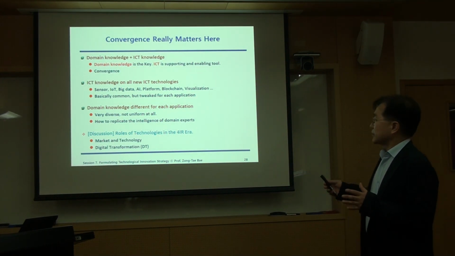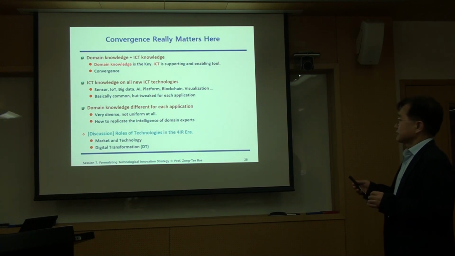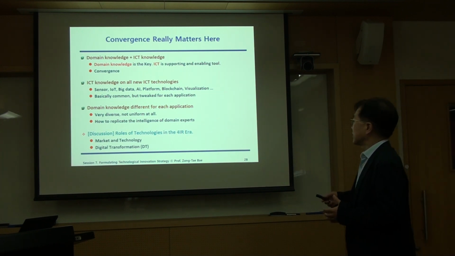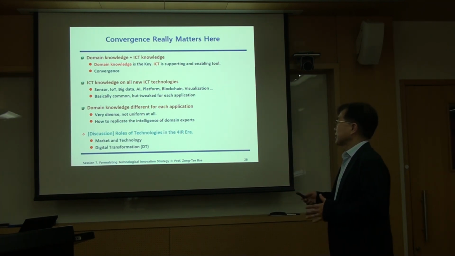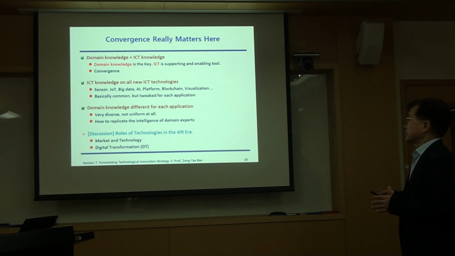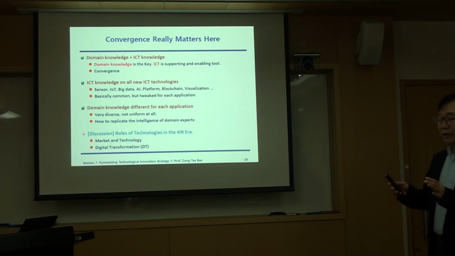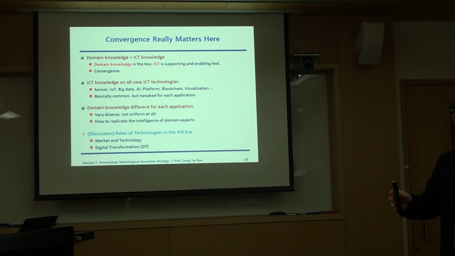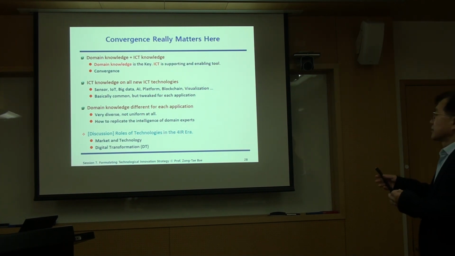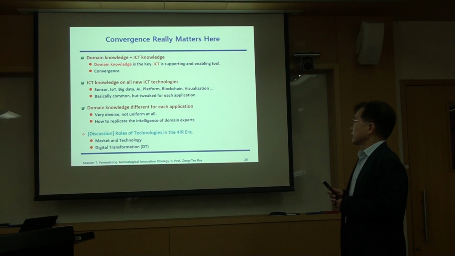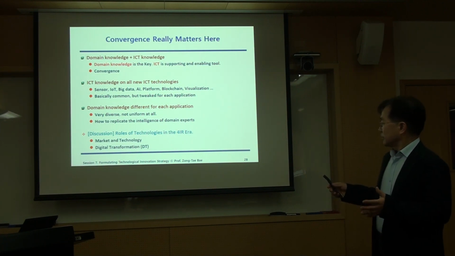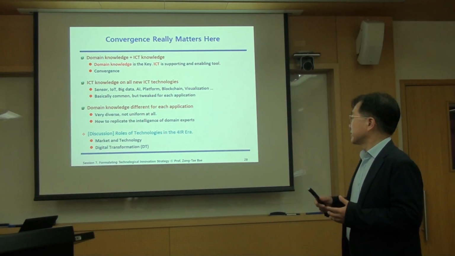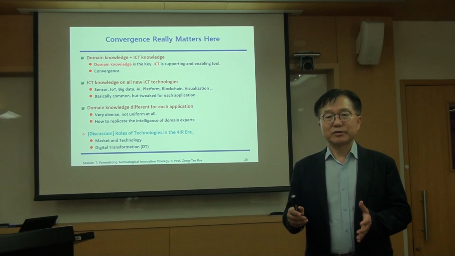Okay? So the ICT knowledge is sensor, IoT, big data, AI, platform, blockchain, all of this. These are basically common, but different for each application. So ICT technology can be applied into various domains. The domain knowledge will play the key role, and the domain knowledge will be different for each application. This is very universal. So how to replicate the intelligence of domain experts will be very important.